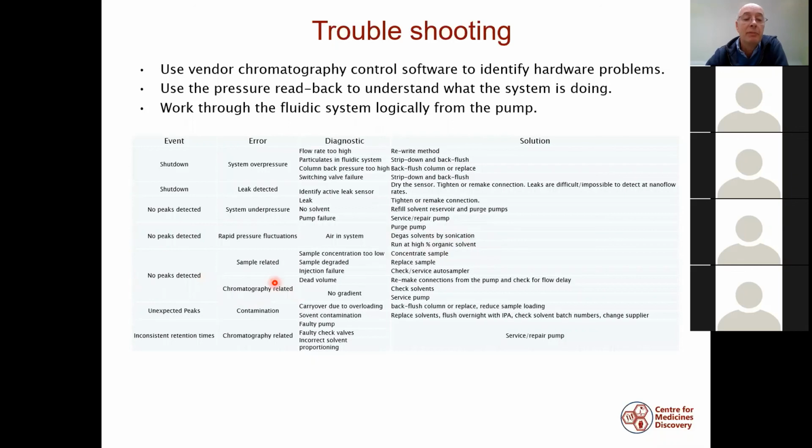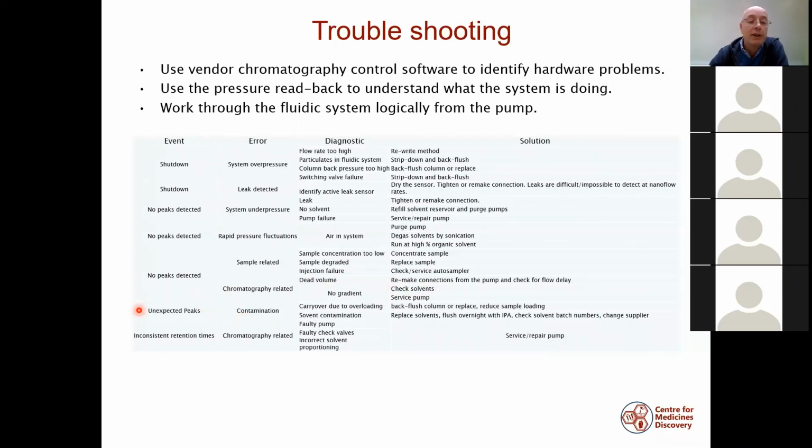You can have problems because there is no sample. These can be sample-related problems. Concentration could be too low, there's simply not enough. Sample could be degraded, or sometimes you have an injection failure. So there are various solutions you can apply there. Sometimes you're not detecting any peaks, and that's because you have a chromatography failure. So you could perhaps have dead volume, as I already mentioned. Perhaps you could have no gradient because the solvents are not being delivered correctly.